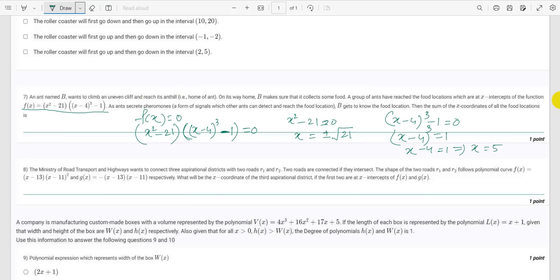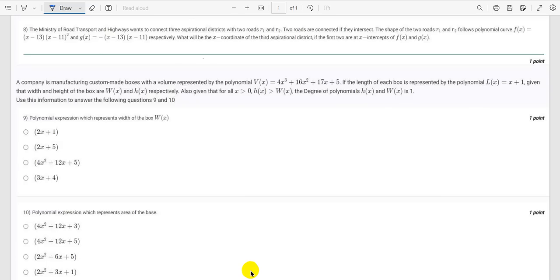Now we have to find the sum. So the sum is plus root 21 minus root 21 and plus 5. So our sum is 5. So this is our answer.